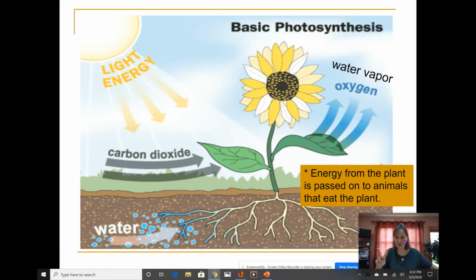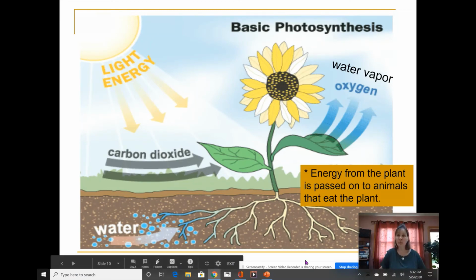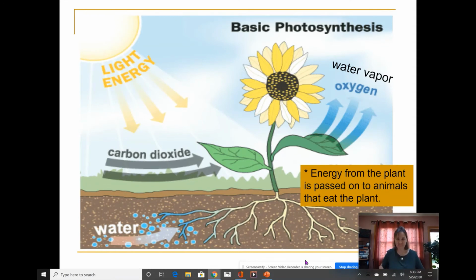So we get 2 things from a plant. We get 2 things, okay? We get oxygen and we get food, especially from edible ones, okay?